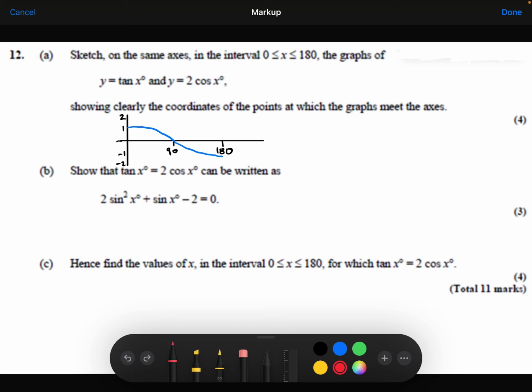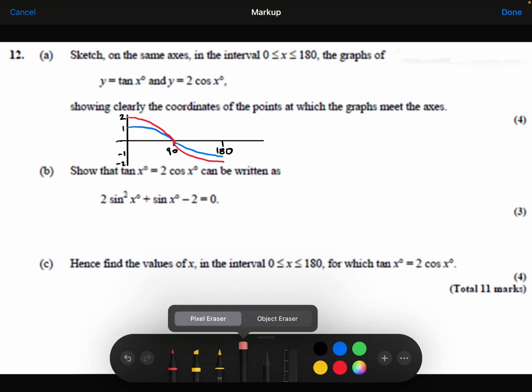So instead of going through 1 on the y-axis at 0, it's going to go through 2. It's then still going to go down to 0 here at 90 degrees, because 2 times 0 is still 0. And then instead of going down to -1 at 180, it's going to go down to -2 at 180. So in red here, we've got the graph of 2 cos x.